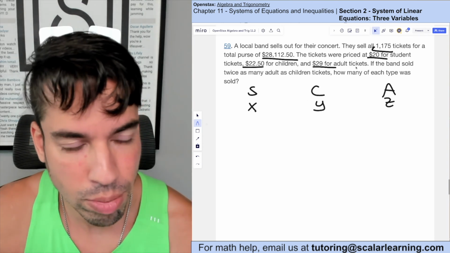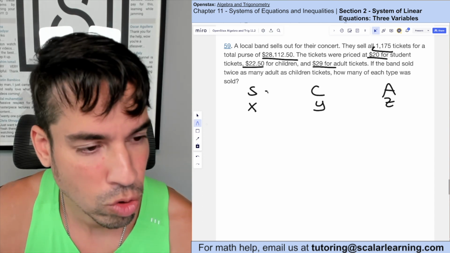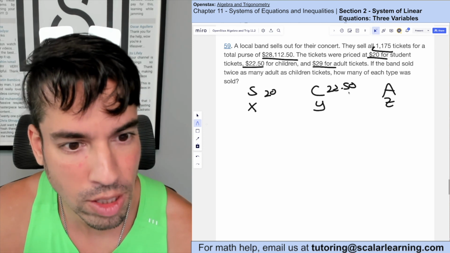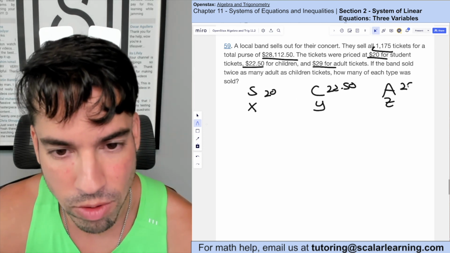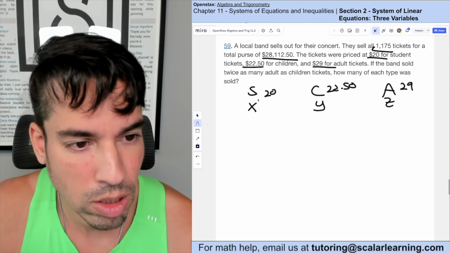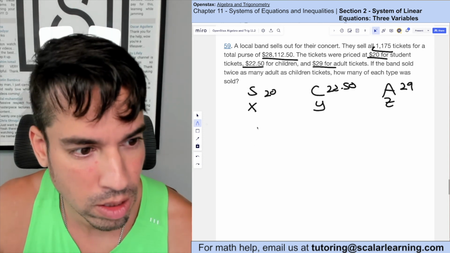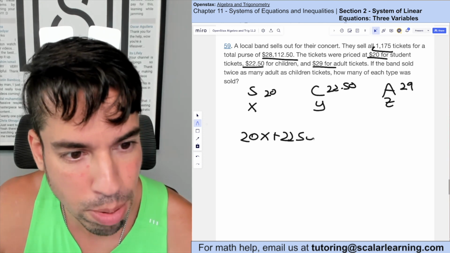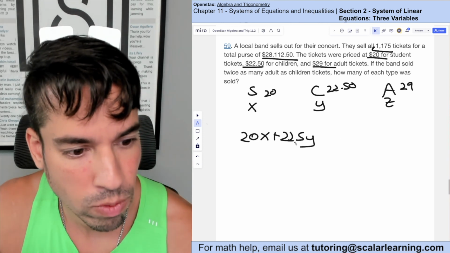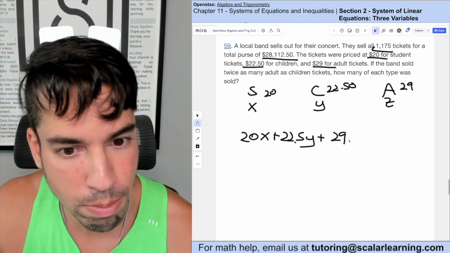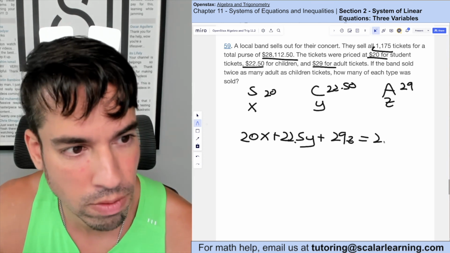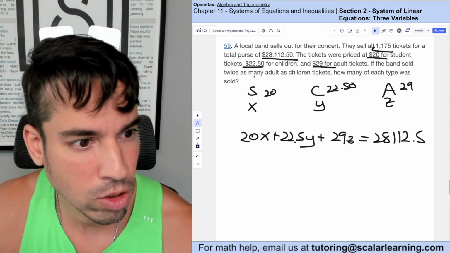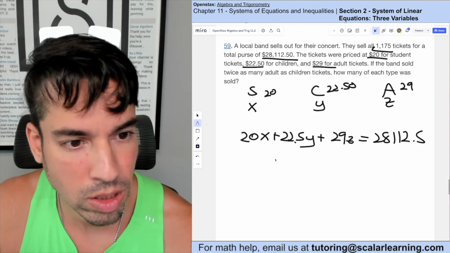And we've got these different prices, so I'm just going to put that $20 price here. We're going to put the $22.50 here. I just like setting this all up in a table, right? So we can reference it easily. And then $29 per adult. So the first equation we can set up is $20 per student plus 22.5 per child, for the total amount of money, plus 29 per adult equals a total of 28,112.5.